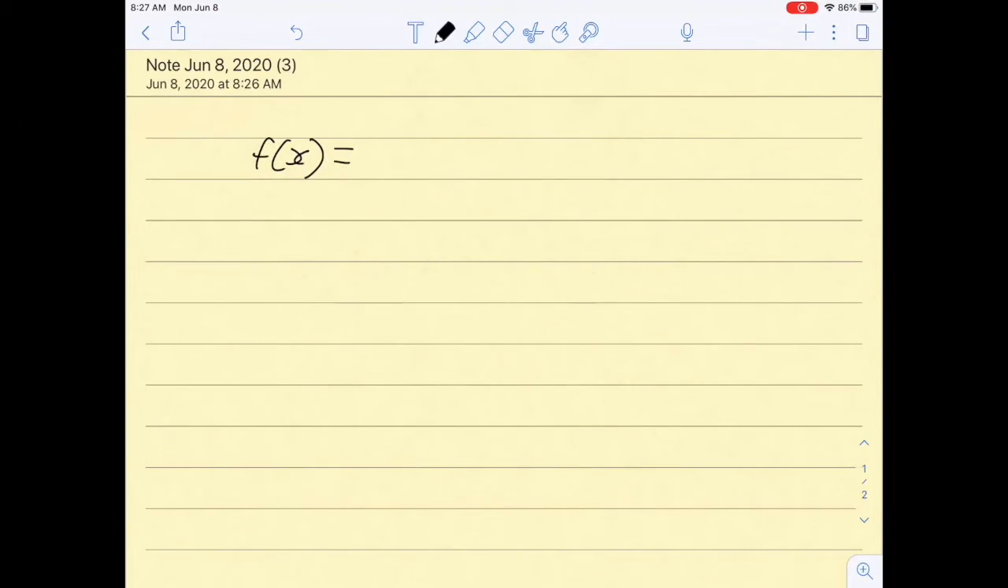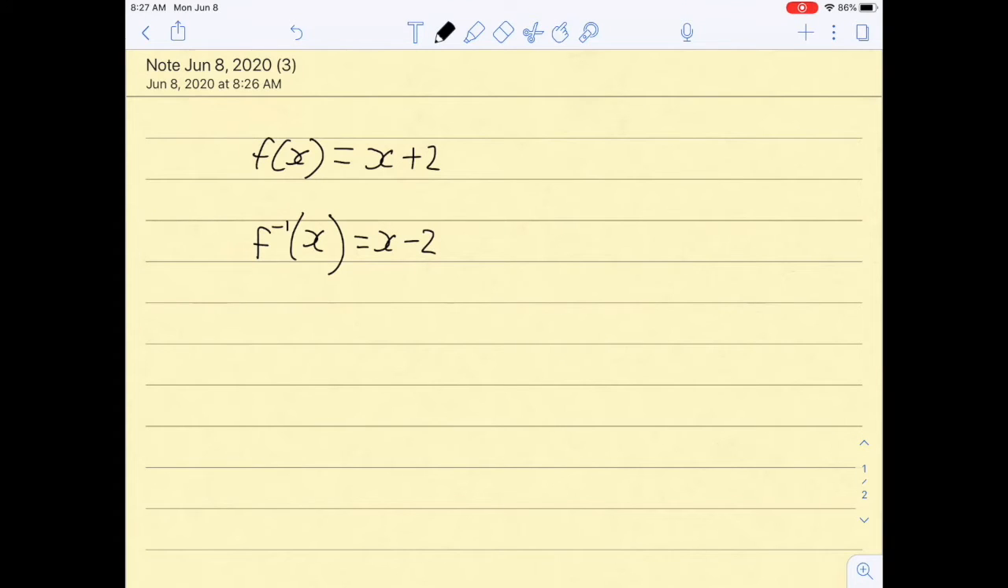f of x equals, we'll say, x plus 2. The inverse function is the function that will undo that. So, to get f inverse of x, I have to work through how to undo f of x. So if I were to plug x plus 2 into the inverse, I would need to get back to x. So it would become x minus 2.